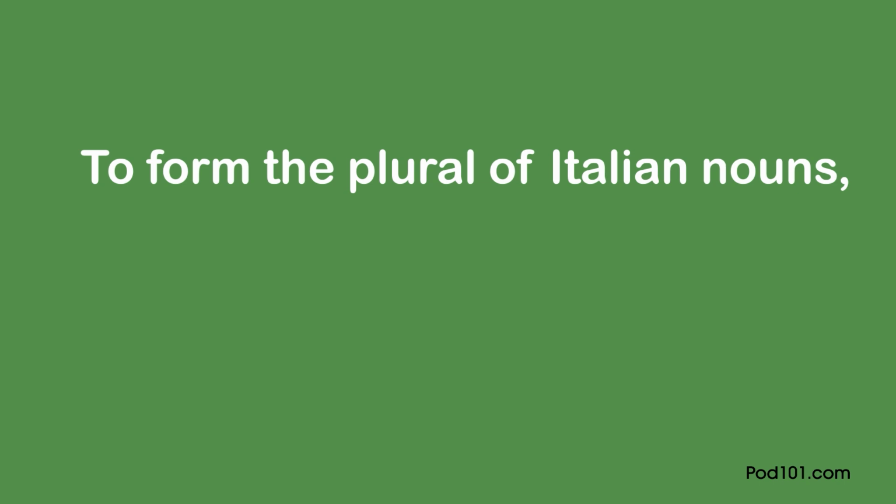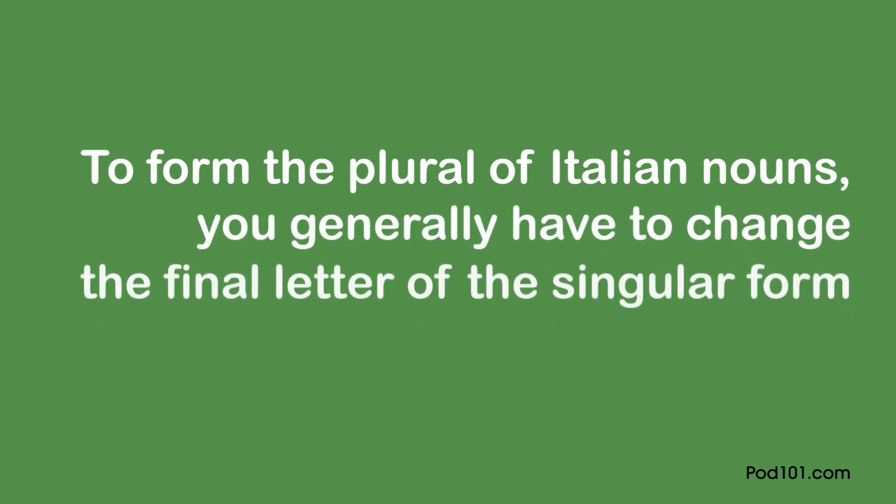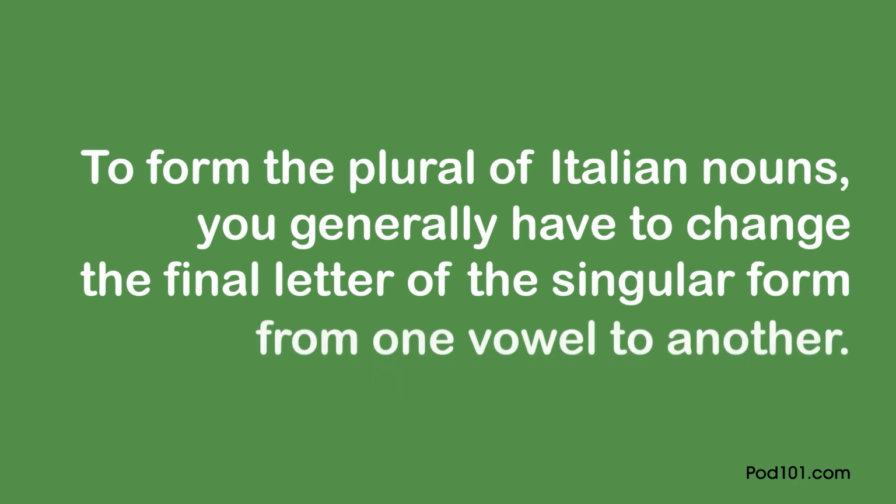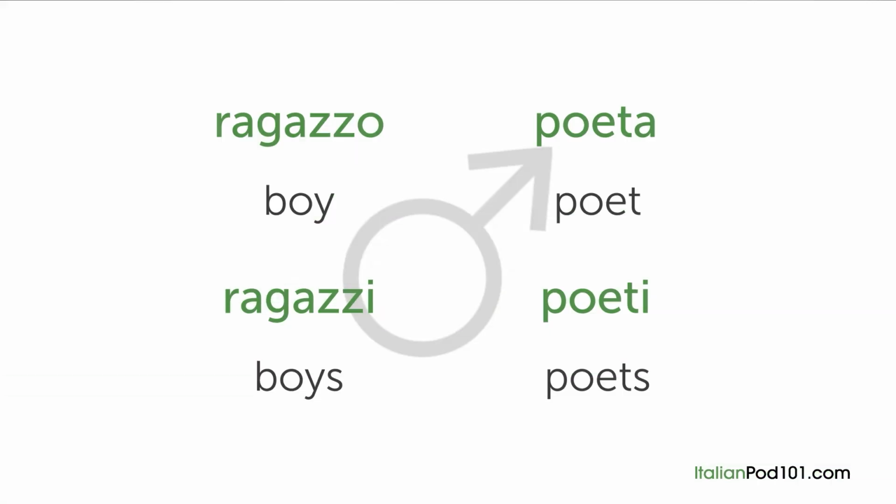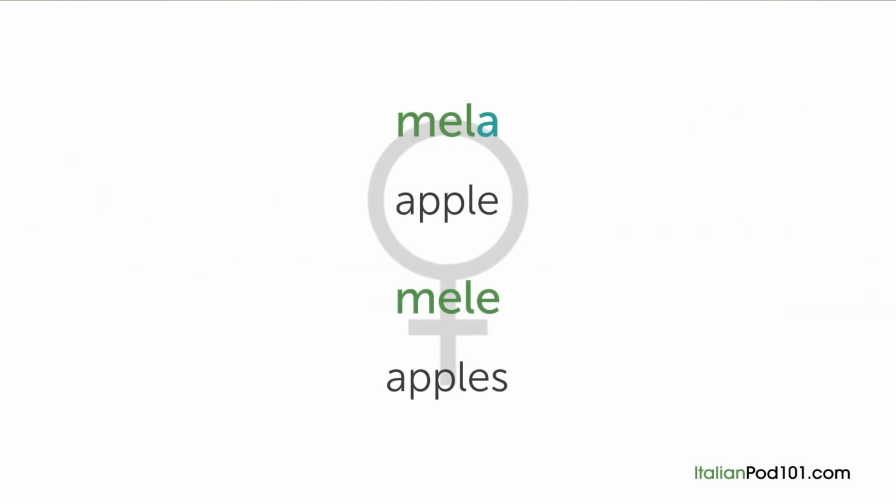To form the plural of Italian nouns, you generally have to change the final letter of the singular form from one vowel to another. Masculine nouns ending in O and A form the plural by changing the final vowel to I. For example, ragazzo, meaning boy, becomes ragazzi in the plural, and the plural of poeta, which means poet, is poeti. Feminine nouns ending in A form the plural by changing the A to E. So, mela, meaning apple, changes to mele when it means apples.